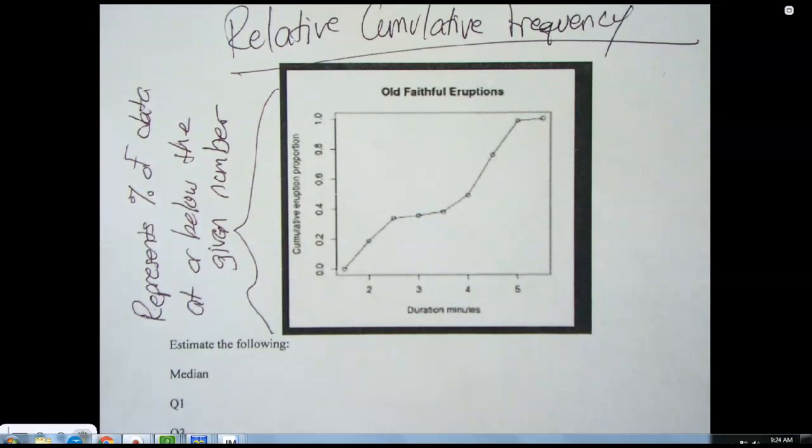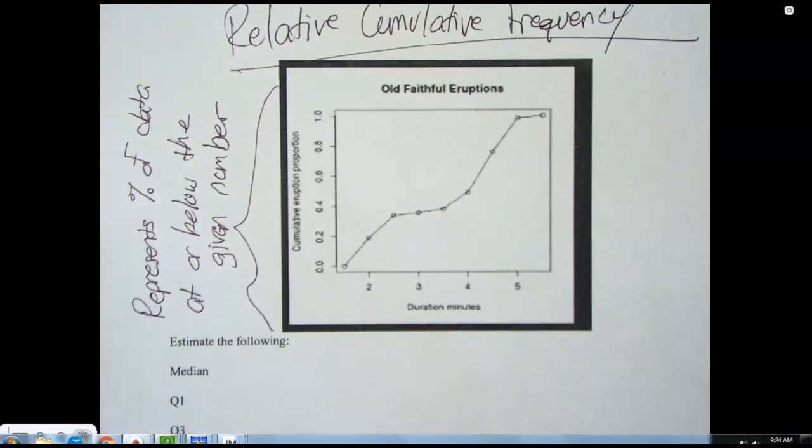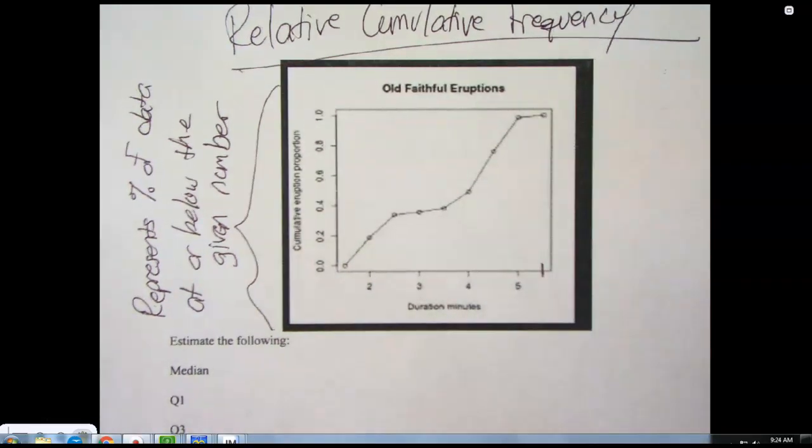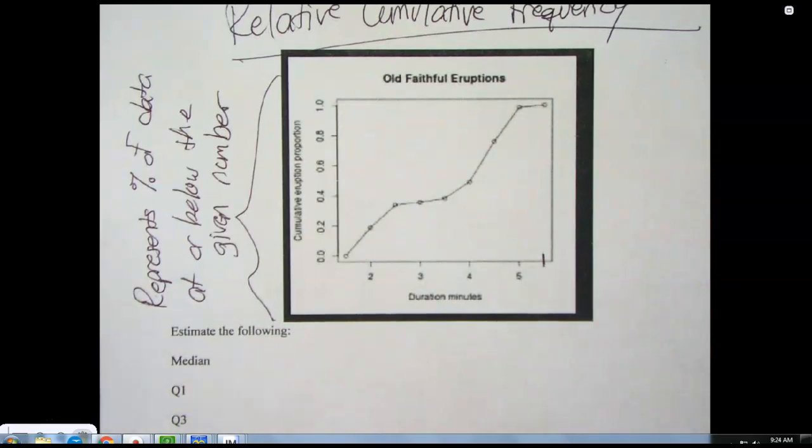So it's a cumulative function, you are accumulating data as you go. And by the time you get to the end of your data, like your biggest point, my biggest point in this one is over here. Oh, wait a second, people are still writing it. It represents percent of data at or below the given number. If you're trying to read sideways, that's what it says.